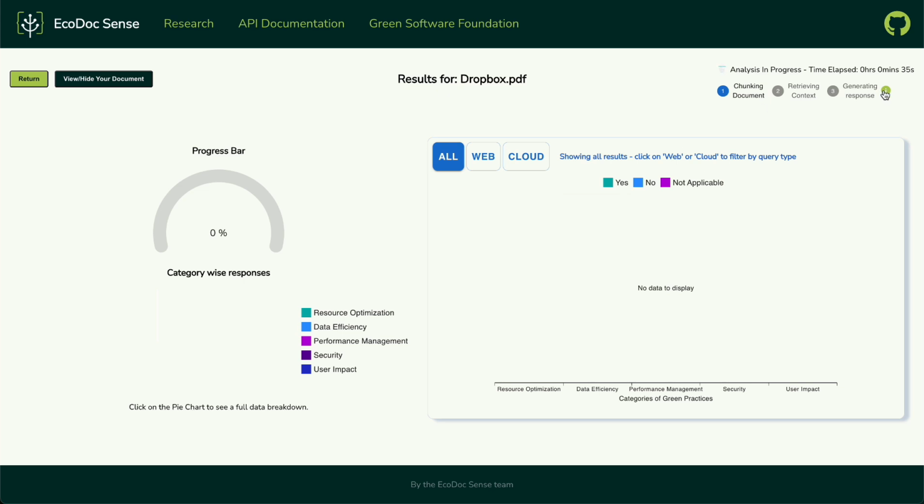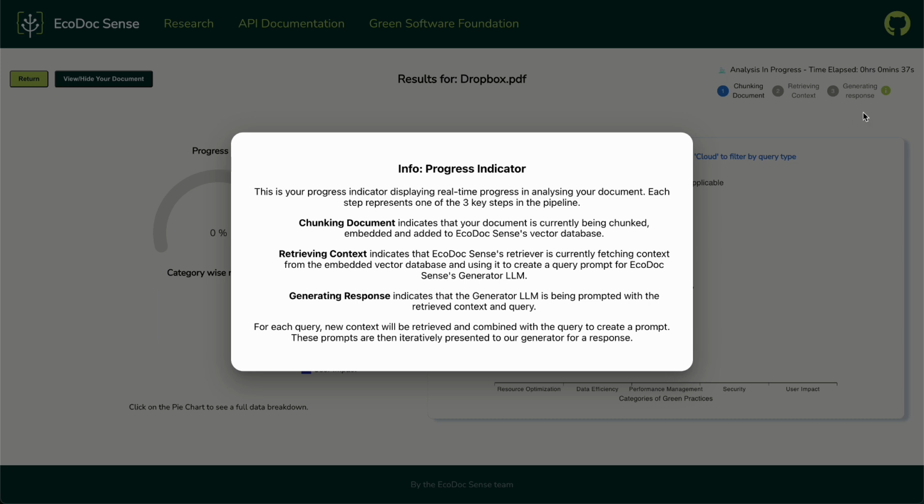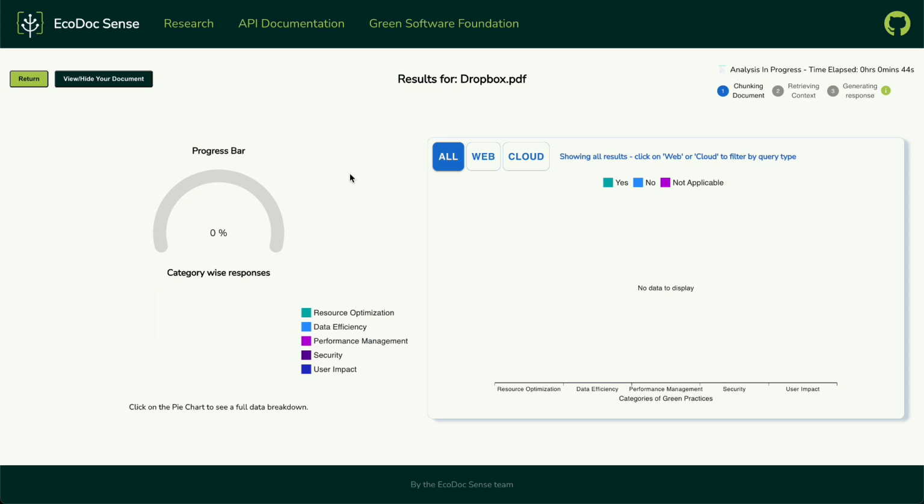And this can also be viewed when someone clicks on the green icon. And so yeah, we are just currently waiting for the results to come in, and these results will be streamed one by one from our pipeline to the front end.